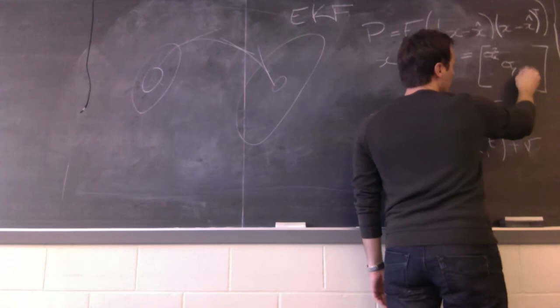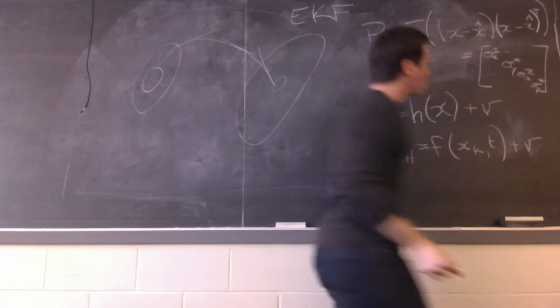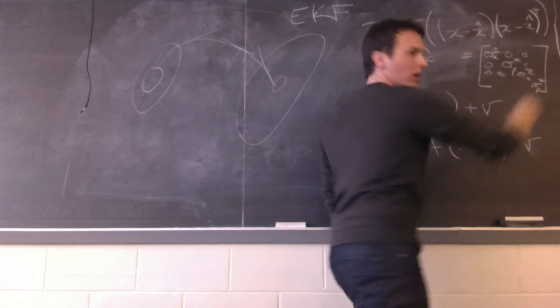And then squared. So standard deviation squared is the variance, of course. This will be x dot. And this will be y dot. And then the rest of these will all be zeros. Yeah, you get the idea. Okay. So that's what it'd be.